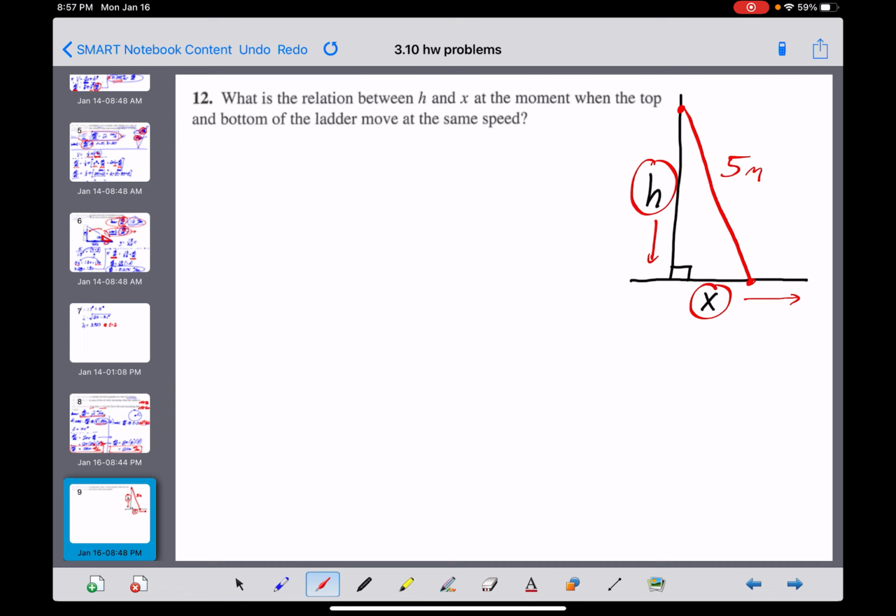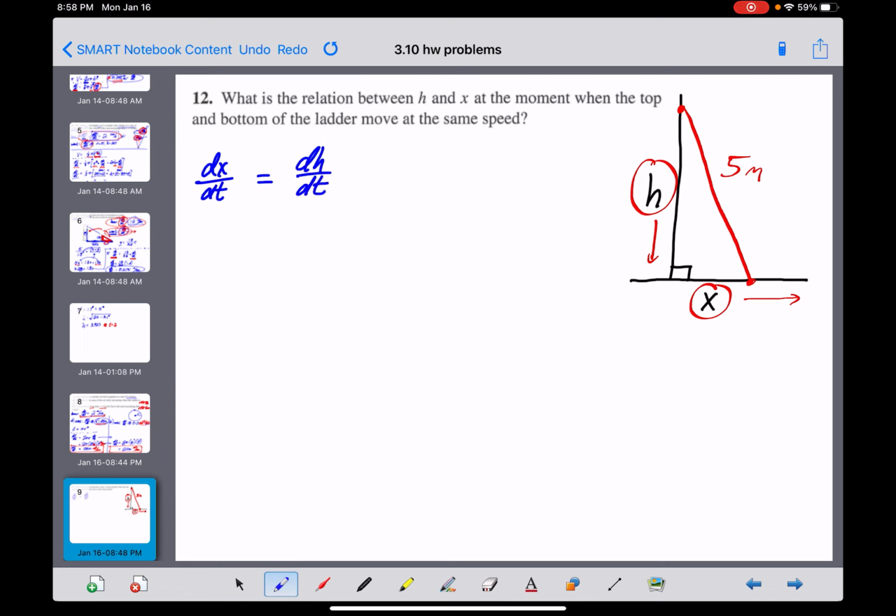So 12 asks an interesting question. What is the relation between h and x at the moment when the top and bottom of the ladder move at the same speed? Okay, so what we're looking for, they didn't really give you a derivative right here, but we want to know what's happening when dx/dt and dh/dt are equal to each other.